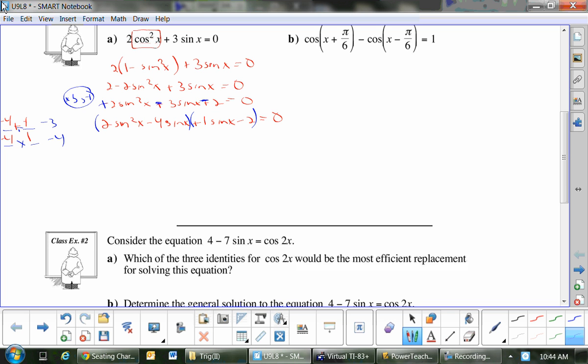I can take out a 2 sine x, leaving me with sine x minus 2. And I will take out a 1, leaving me with sine x minus 2. So that's sine x minus 2 times 2 sine x plus 1 equals 0.